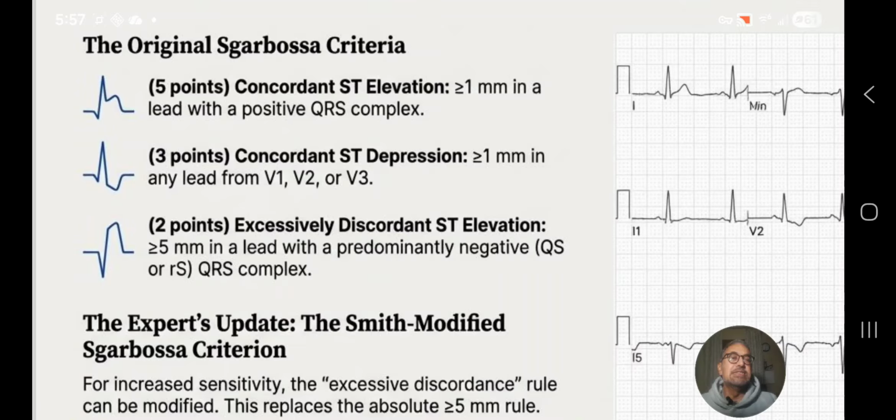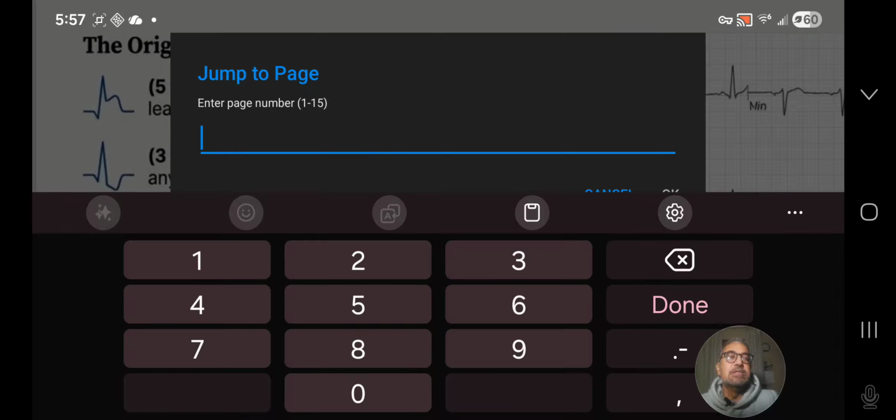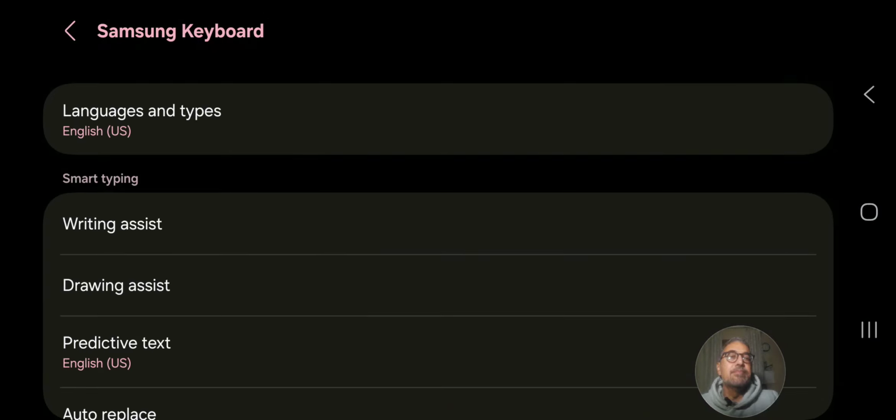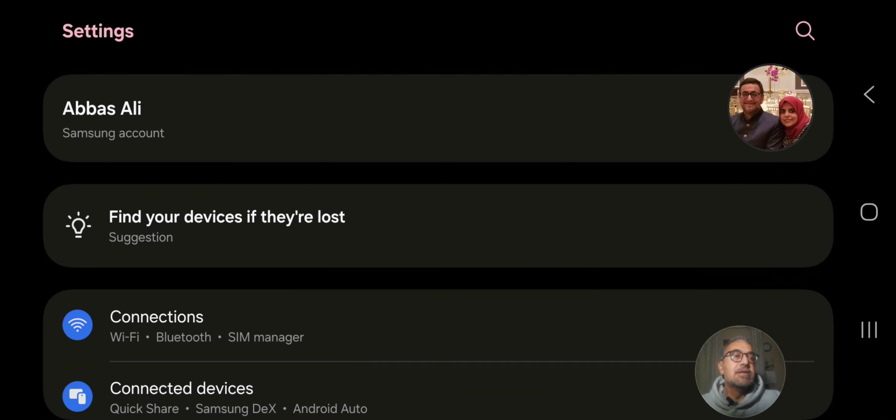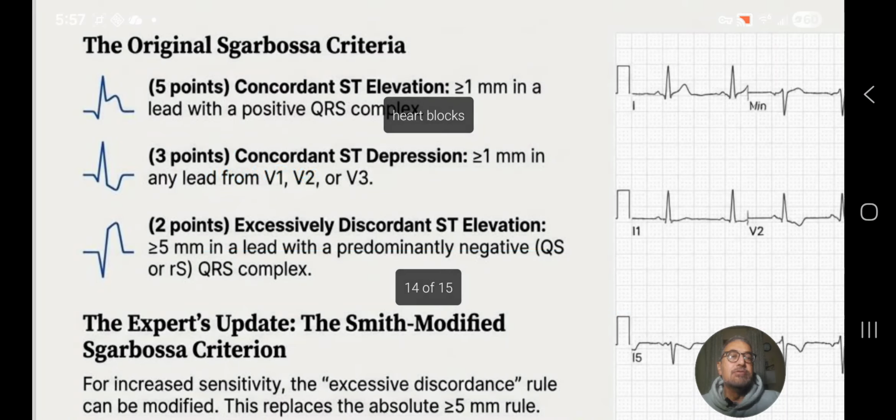If you have concordant ST elevation more than 1 millimeter in a lead with a positive QRS complex, you get 5 points. Concordant ST depression more than 1 millimeter in any lead V1 through V3, you get 3 points. If there's excessively discordant ST elevation more than 5 millimeters, this is not such a strong criterion, but this gives you 2 points. Any person with 3 or more points could have a STEMI. So, that is Sgarbossa's criteria for diagnosing STEMI.